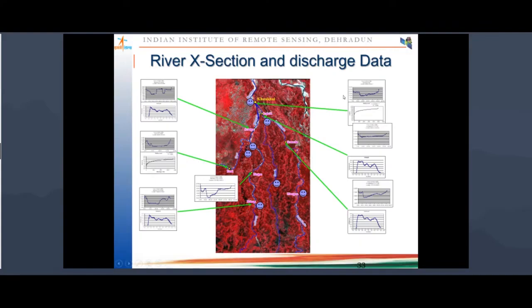River cross section and discharge data. You can see different locations in the Daya River basin. I got the cross sections and discharge data, so this I have to simulate.